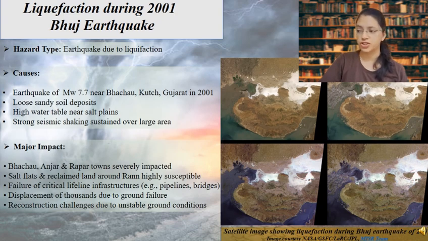Bhuj earthquake liquefaction of 2001. The magnitude 7.7 earthquake caused massive liquefaction near Bhachau, Kutch, Gujarat. It was a salt plain with a high water table. Strong seismic shaking was observed. Bhachau, Anjar, and Rapar towns were impacted. Salt flats remain highly susceptible to ground failure. Several thousands of households were displaced, and reconstruction became a challenge due to unstable ground.